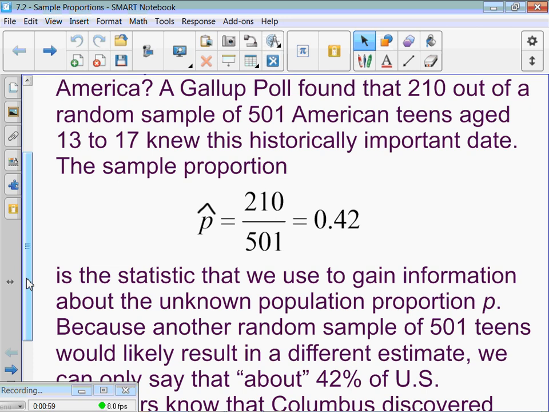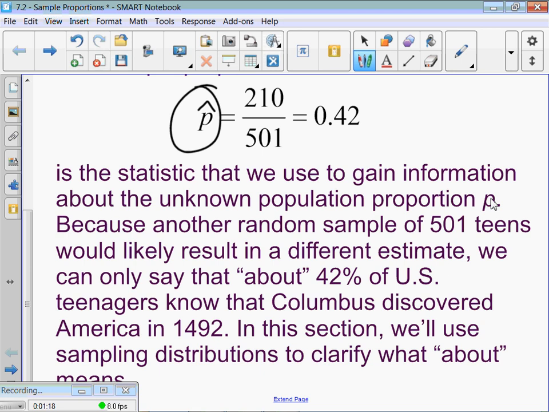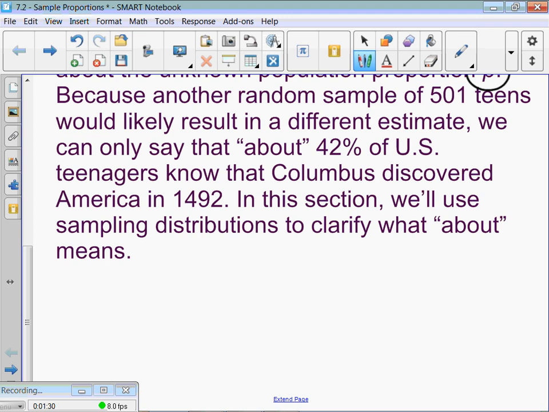What page are we on? 440, I think. So this is the statistic that we use to gain information about the unknown population P. Remember that this guy's the statistic, the P hat, right? That's one sample, and the true P is a regular P without hat. All right, so if we were to take a different estimate at Devlin, hopefully we would get a different number. But anyways, we're going to learn how close is close as we go through the rest of this chapter.